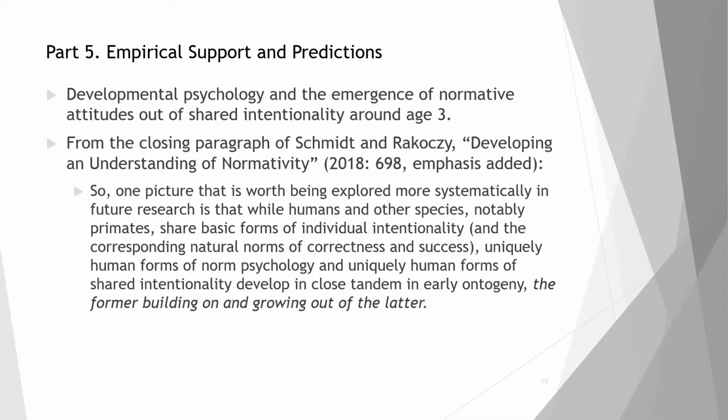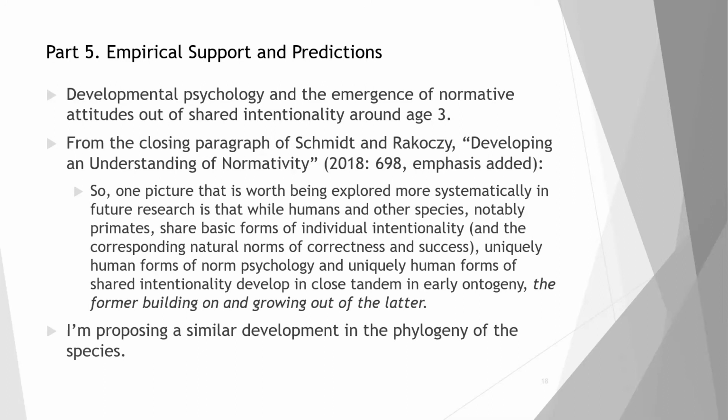At the level of phylogeny, I think it's better to think in terms of shared practical picturing and deontic picturing, that hominids were developing a capacity not only to share mental states, but to do it in a way that involved normative or evaluative valences. Attitudes like admiration and disgust would have been important for that process. Okay, so I'm proposing our norm psychology develops out of shared intentionality. I'm suggesting something similar in the species.